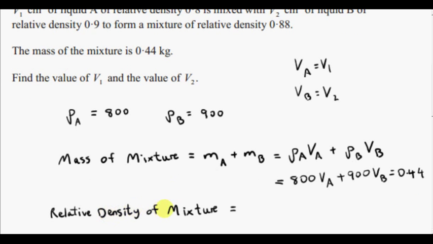Now we are given the relative density of the mixture. How do we find the density of the mixture? Well, we take the total mass of the mixture, which is 0.44, and divide by the volume. Mass over volume gives us density. So what's the volume? Well, that's the sum of the volumes of the constituent liquids. This is the density. Okay, the relative density is 0.88, so the density is 0.88 times 1,000. That's 880 kilograms per meter cubed.